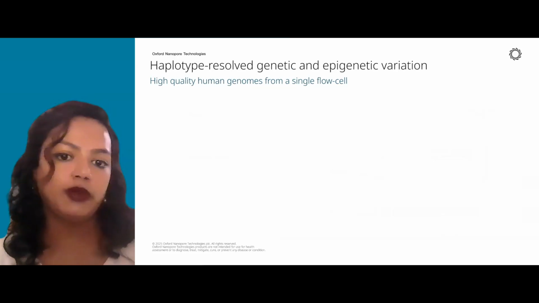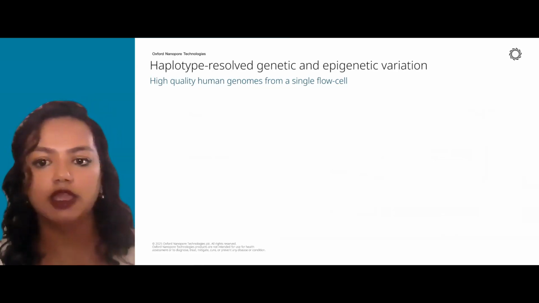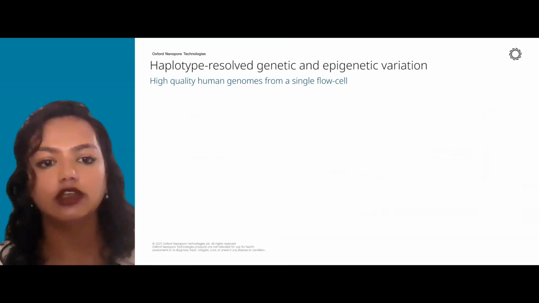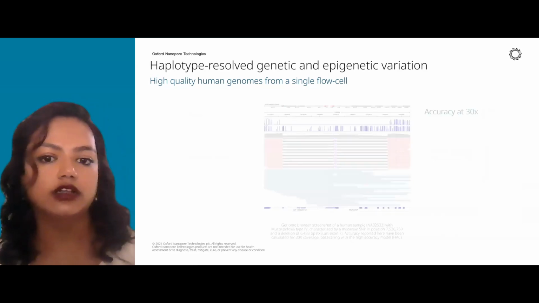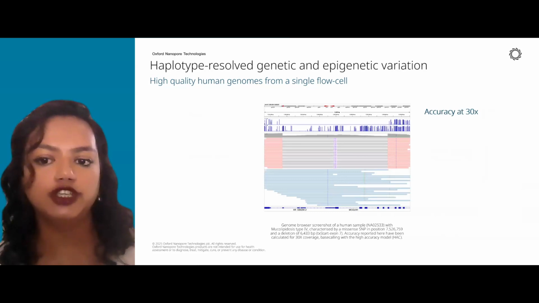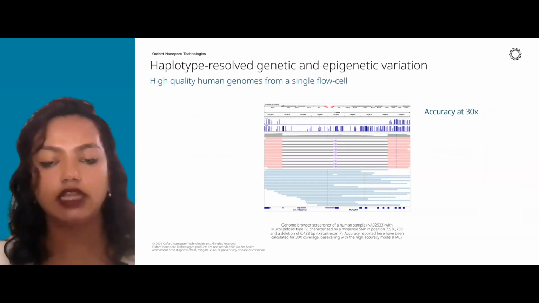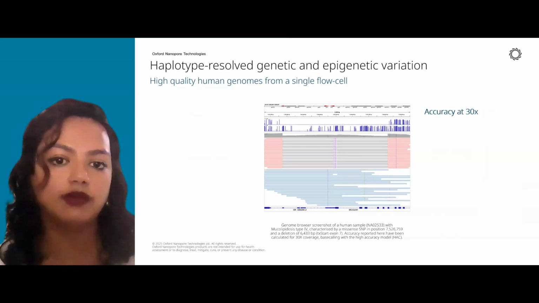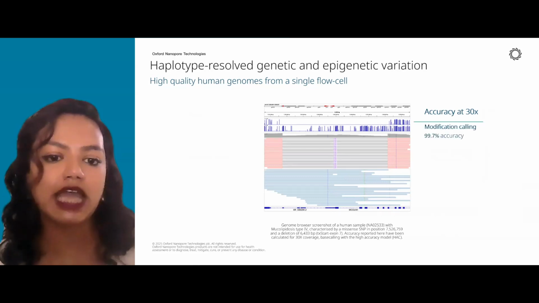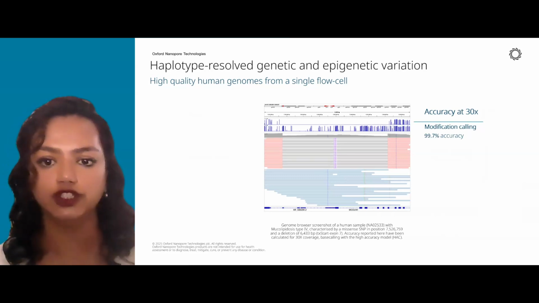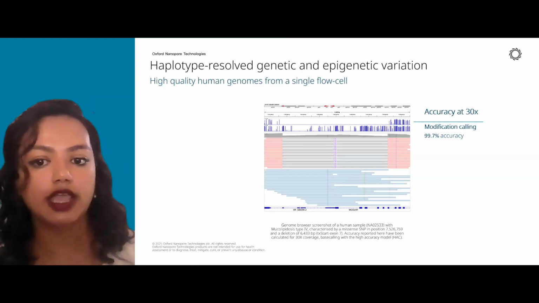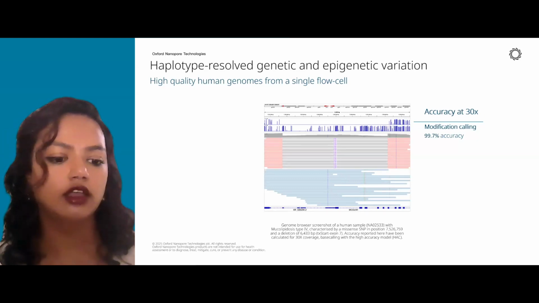So now you may be wondering, with all this throughput and real-time capability, just how accurate are these reads? From a single PromethION flow cell, it's possible to investigate the human genome at around 30x and get high-quality genomics and epigenetic variants in a single run. Over 99.7% SNV F1 scores across the whole genome. This is again at the 30x HAC base calling.